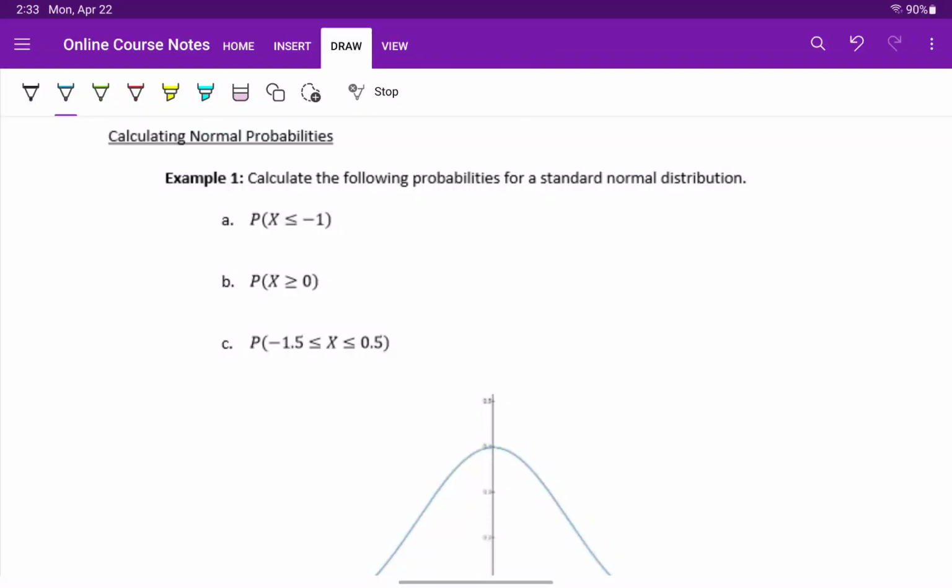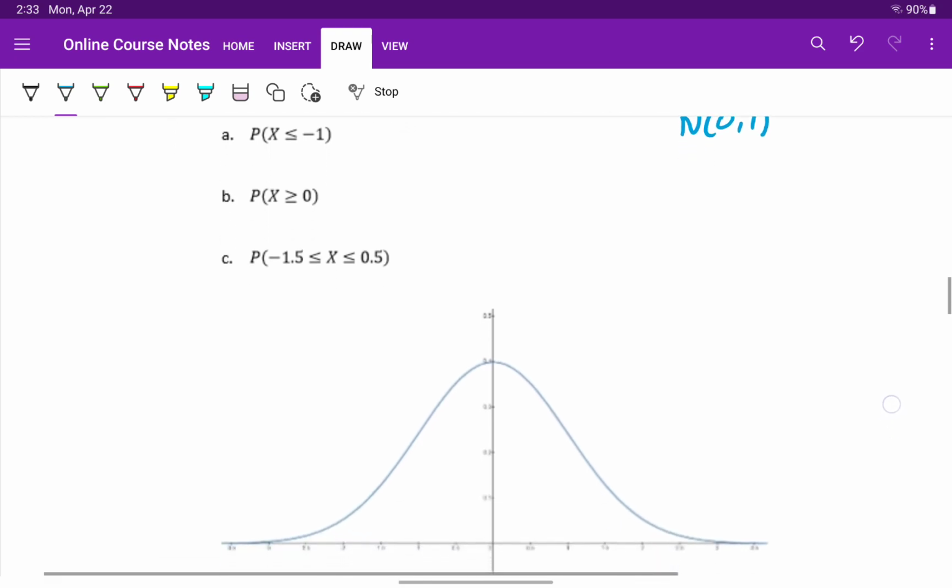Next, we'll revisit the concept of calculating probabilities, but now with the normal distribution. Below we have a standard normal distribution, meaning our mean is 0 and standard deviation is 1. And we want to talk about what these different statements mean with regards to the normal distribution and how we calculate those results. In part A, we have the probability that x is less than or equal to -1.